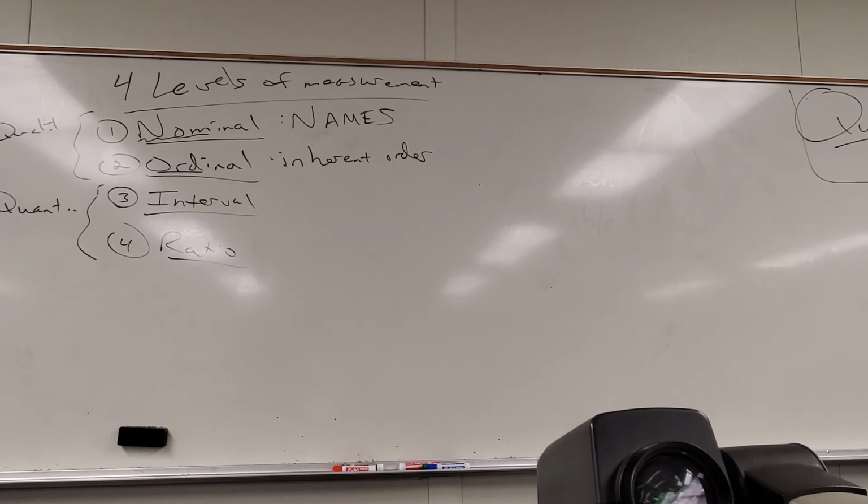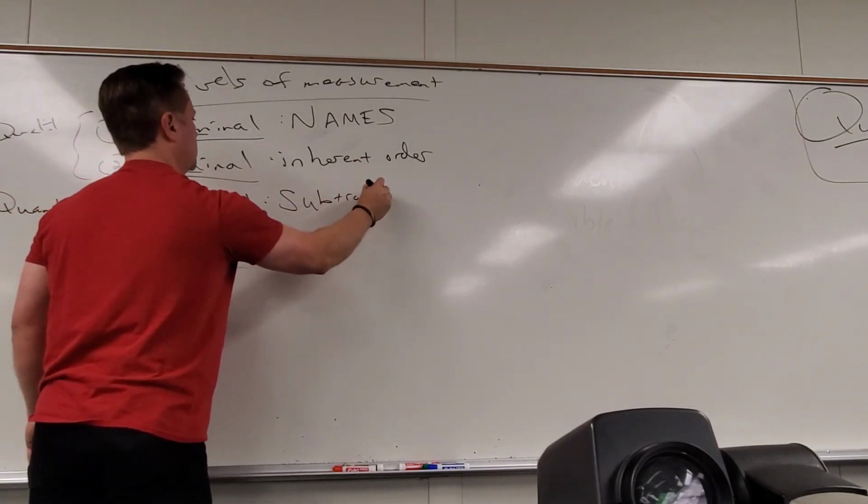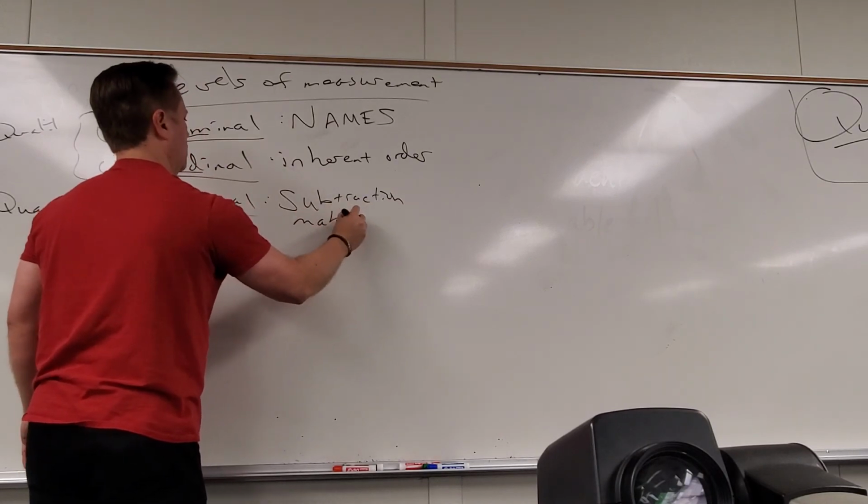So an interval has a length. So if it was from 8 to 12, how long is that? How long from 8 to 12? 4. What operation did you just use? Subtraction. 12 minus 8. So interval is data where subtraction makes sense.